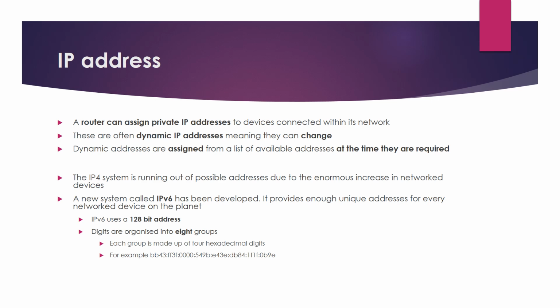IPv6 uses a 128-bit address. Digits are organized into 8 groups. Each group is made up of 4 hexadecimal digits and is separated by a colon.